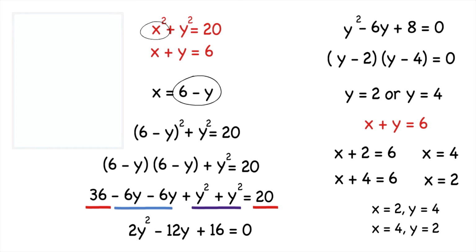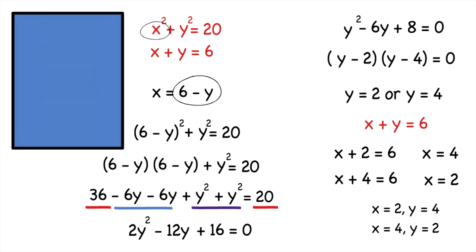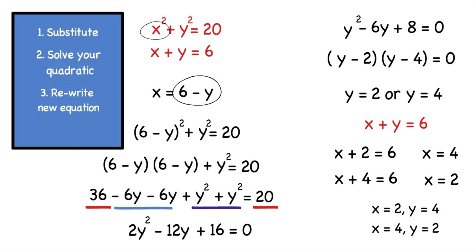I know that might seem a lot, so let's just go over some steps so that we can tackle it systematically. The first thing you need to do is substitute what x or y is into your nonlinear equation. Secondly, you will have produced a quadratic by doing that, you need to solve it. Third step is to rewrite your equation with what you now know to be either x or y. And then lastly, solve again.